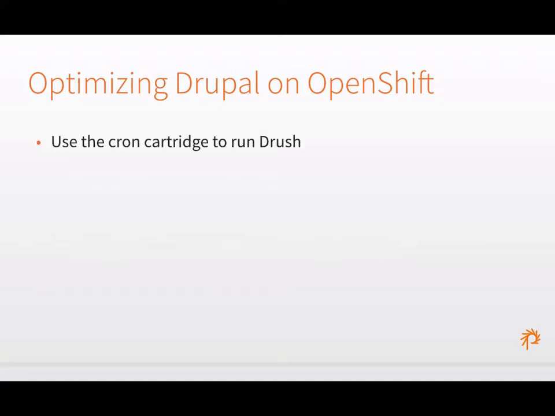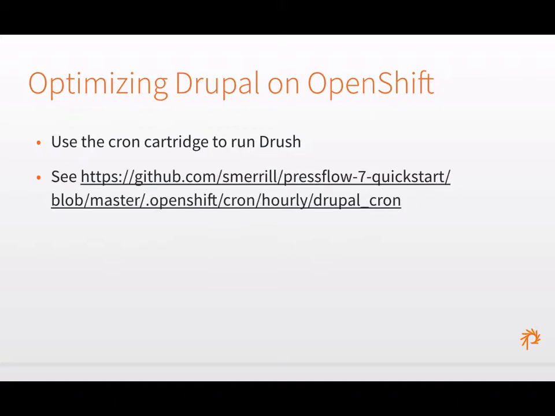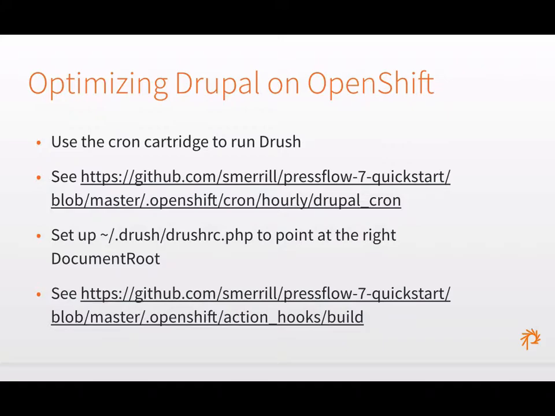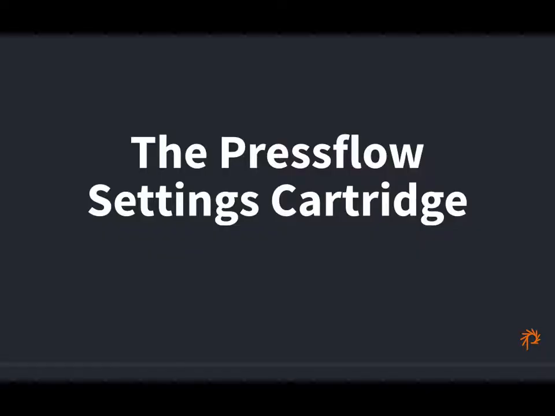Some of the nice things that you can do with OpenShift is you can use the cron cartridge to run Drush. So you could run Drush cron to run all your cron tasks every hour. That's a good way to do that. I'll show you this in our Quick Start when I go through it later. You can set up a drushrc.php so that you don't have to type in an alias. You can just do Drush whatever and it'll work. And that's also done in our Pressflow Quick Start and in the official Quick Start.